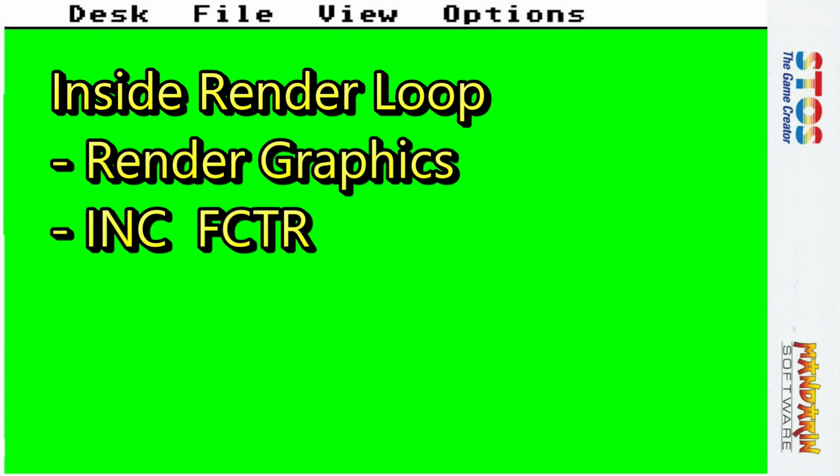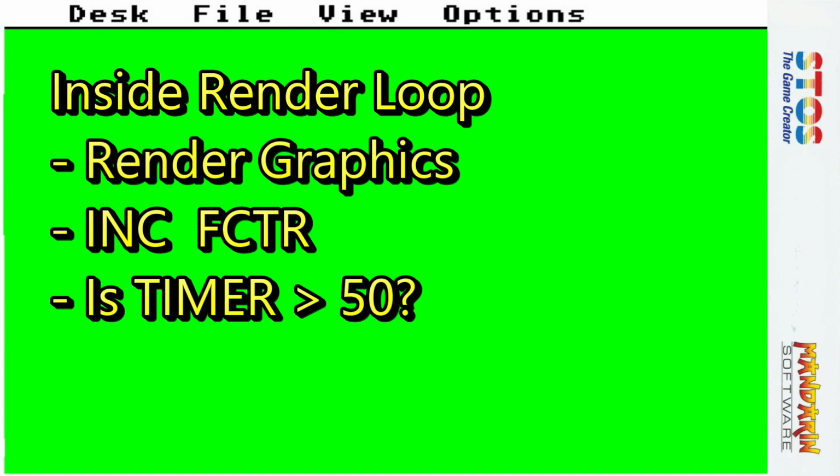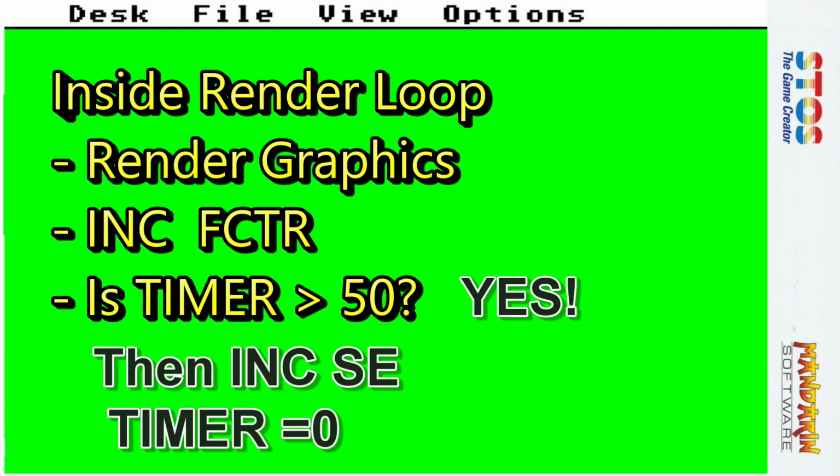We're going to inc the FCTR, that's increase the frame counter. This adds 1 to the current value of the frame counter variable. Next, we check if the timer is greater than 50. If it is, we increase our seconds elapsed SE by 1 and we set the timer back to 0 so we can count up to 50 again. The timer counts based on the frame rate, so we know that when it hits 50, 1 second has elapsed. 1 second elapsed for every 50 timer ticks.